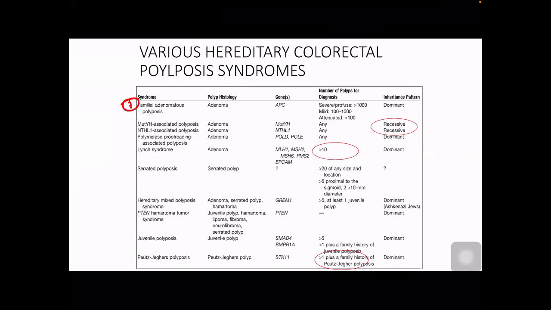Of these, the most important ones you must remember are familial adenomatous polyposis, and HNPCC, hereditary non-polyposis colorectal cancer syndrome, which is the Lynch syndrome, and the third is Peutz-Jeghers polyposis. These are the three important things which you must remember.